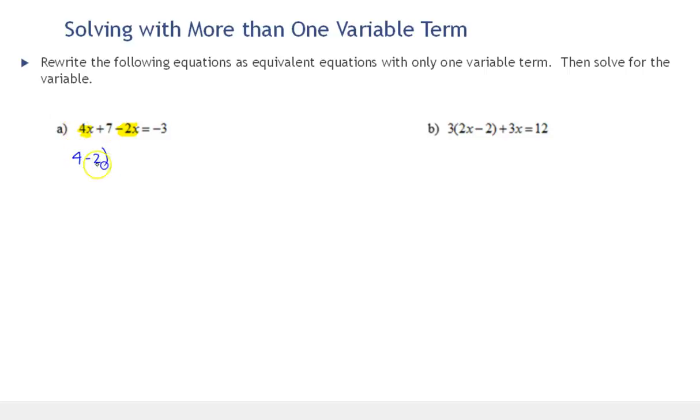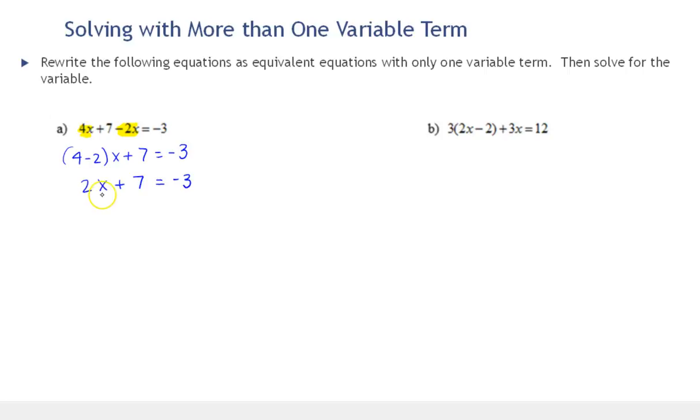We'd say 4 minus 2 times x plus 7 equals negative 3. So this was the reverse of the distributive property. 4 minus 2 is 2, so we have 2x plus 7 equals negative 3. Okay, so we combine like terms. We didn't need to distribute here. And when we combine like terms, we now have only one term with an x in it.